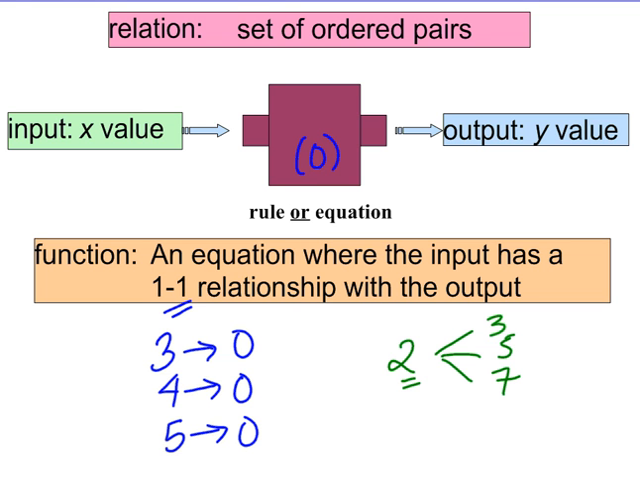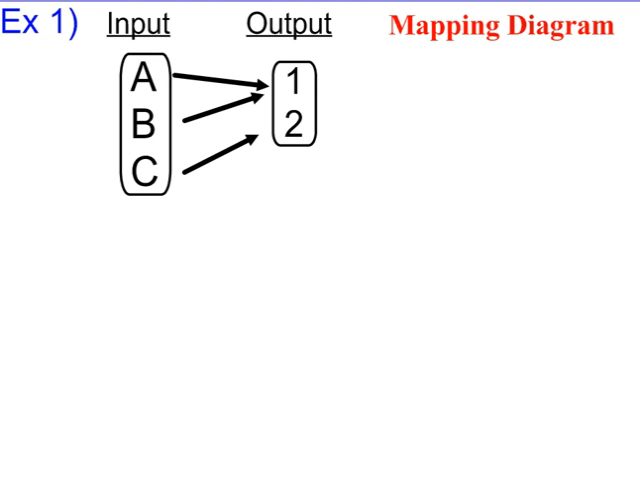Okay, so let's take a look at some through mapping diagrams. You're going to need to be able to use mapping diagrams as well as other forms to be able to tell if something's a function or not a function. So we'll take a look at this first. So here we have input A, and out comes 1. Input B, the output is 1.